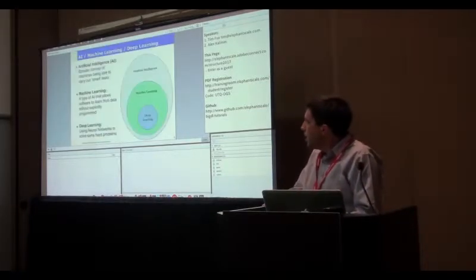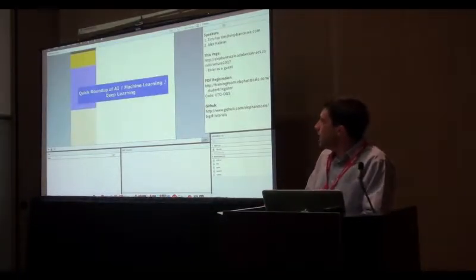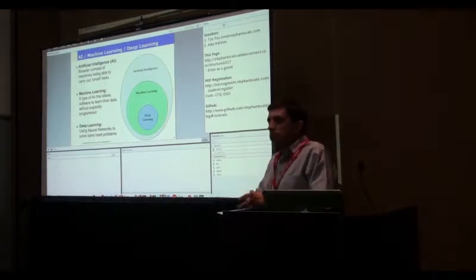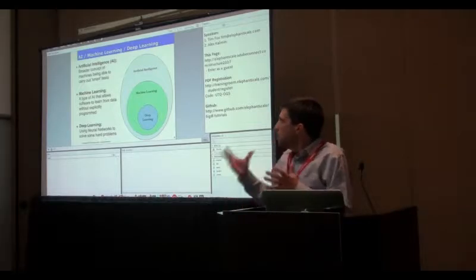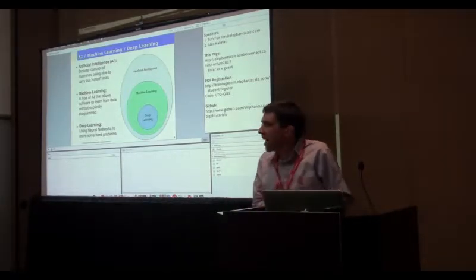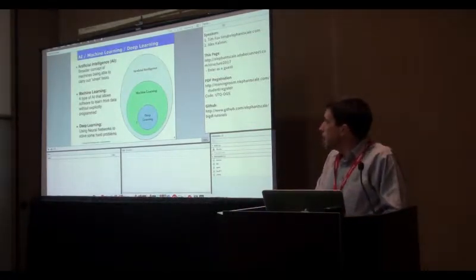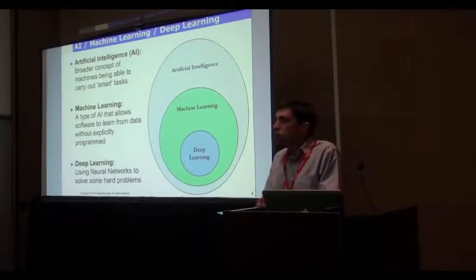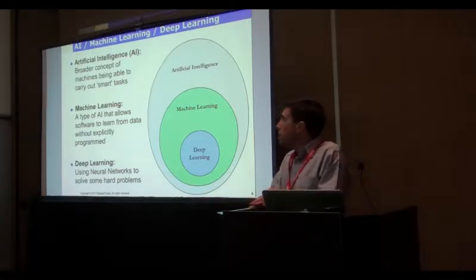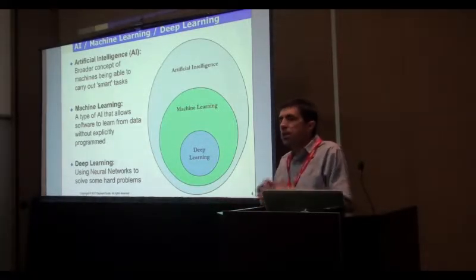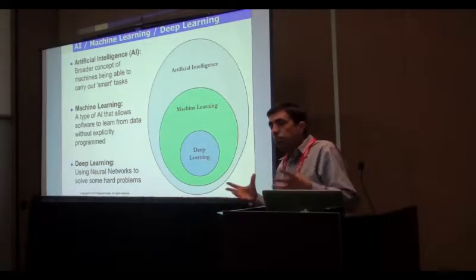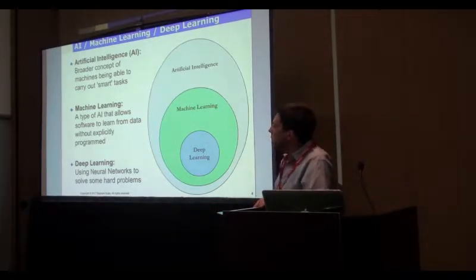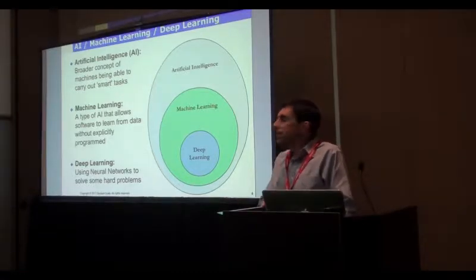So I'm going to give a quick overview here of AI and machine learning and deep learning. Now, AI basically is a very general category which just talks about machines being able to carry out smart tasks. That can be in a lot of different ways. Now, machine learning is a specific type of AI which allows software to learn without being explicitly programmed. And normally when we think of machine learning, we think of a lot of statistical methods and other things like that. Now, deep learning is a subset of machine learning in which we use neural networks specifically to solve some hard problems.